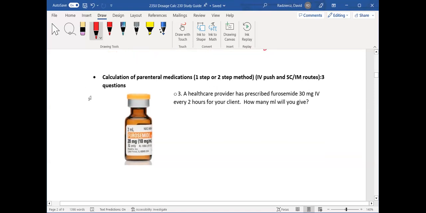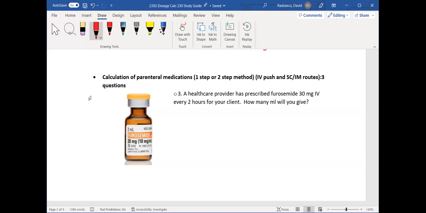All right, the parenteral medications, the IV push, the subQ, the IM. Just remember those are all basically the same as our one-step problems, but instead of oral meds, these are injectables. Injectables are calculated the same way you would calculate a liquid oral medication. So as long as you feel good about doing liquid oral medications, you're going to follow the same process.